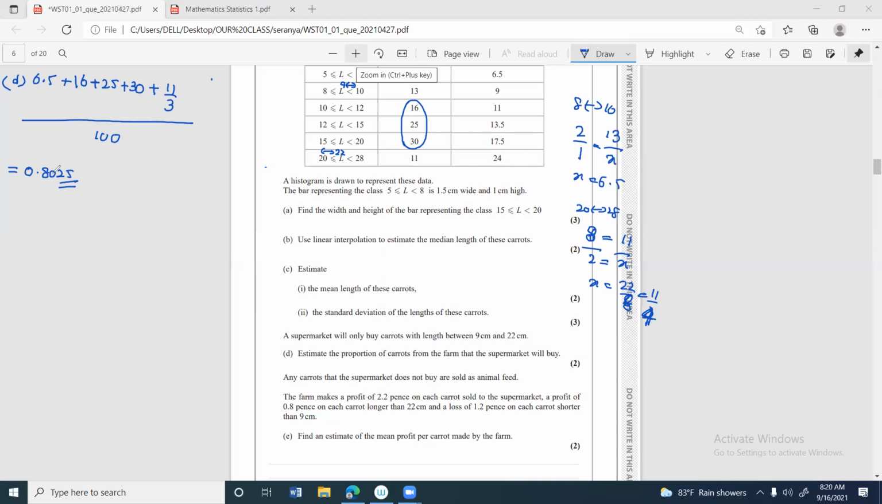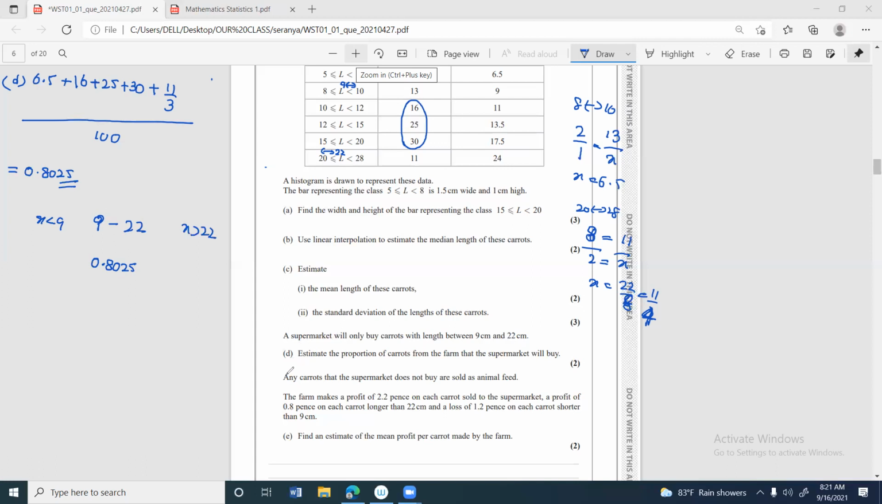Any carrot that the supermarket does not buy is sold as animal feed. Okay, right. That means the supermarket buys for the range of 9 to 22. The proportion is 0.8025. Then if X is less than 9 and X is greater than 22, it would be waste because it's not bought by the supermarket.